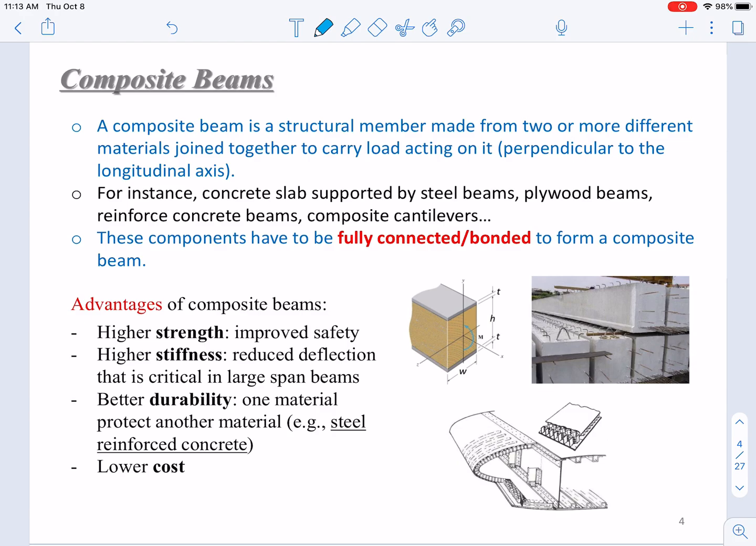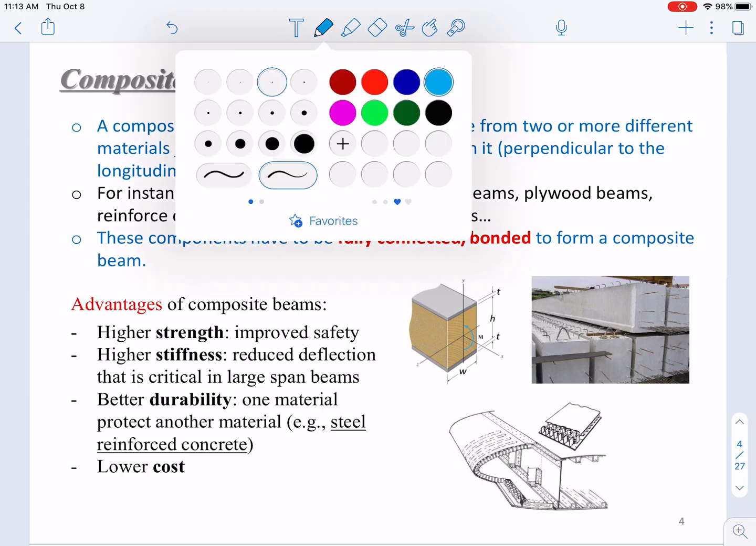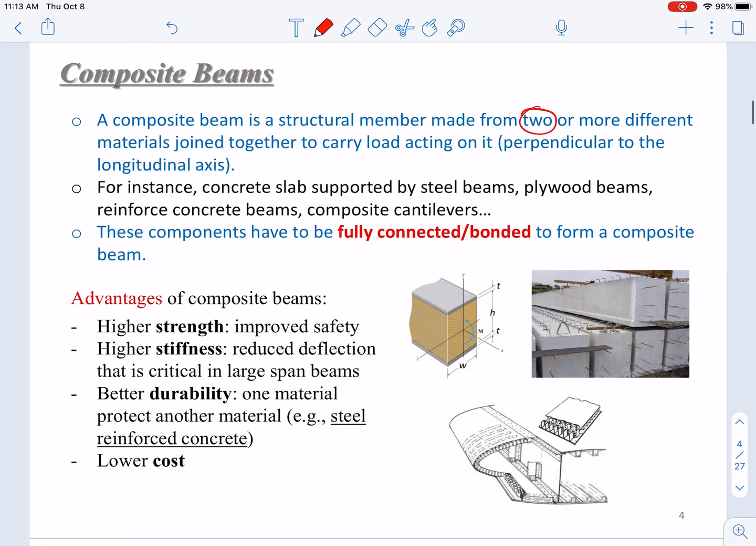In this chapter, we only consider simple cases, just two materials. We will not deal with more than two materials.